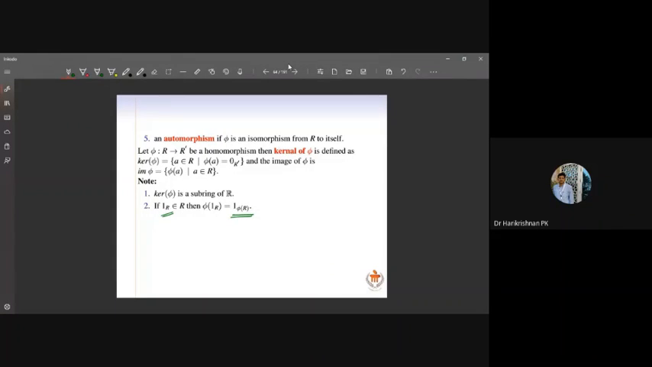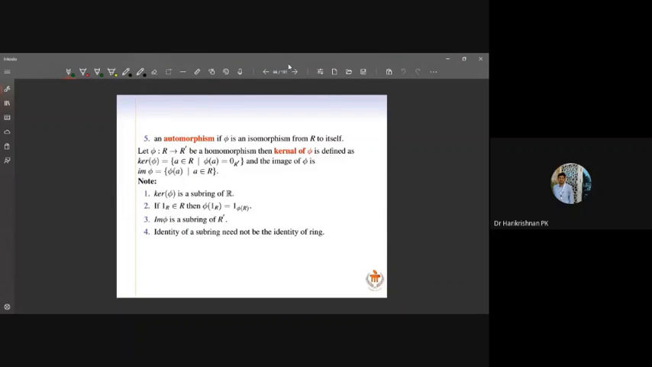For 1_R is the multiplicative identity in R, meaning if phi is a homomorphism, phi(1_R) will be what? The identity element in the image. So next, I told you that the kernel of any homomorphism will be a subring of R. Similarly, you can see that the image of a homomorphism is also a subring of what? The second ring, R dash.